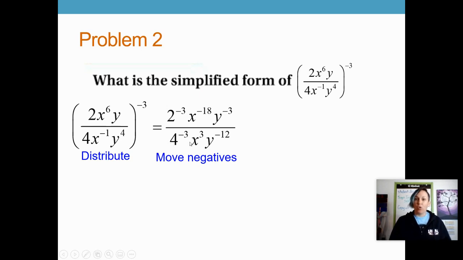On the bottom, only the 4 and the y had a negative exponent. So I'm going to move the 4 and the y up to the top. But the x to the 3rd will stay put because it already had a positive exponent. And this is what that looks like when you're done. Now all my negative signs are gone, which makes this problem look just so much nicer.